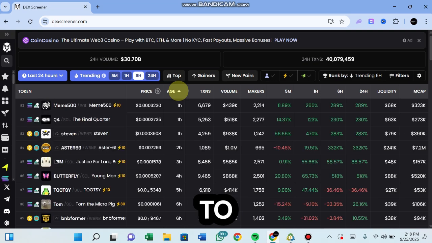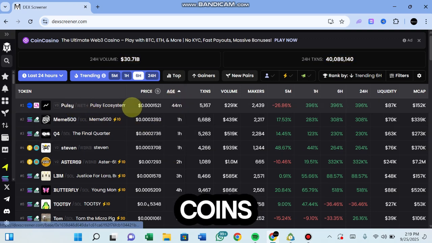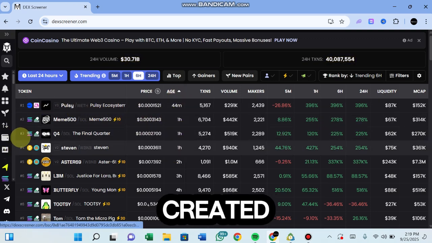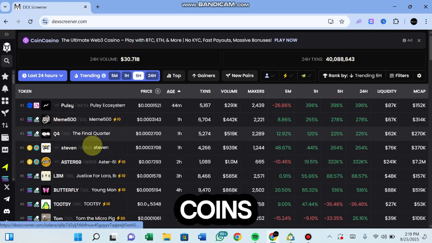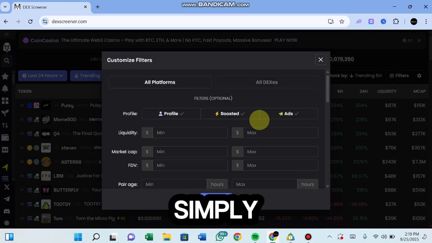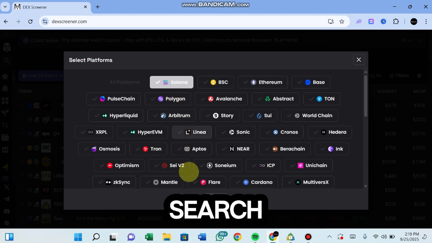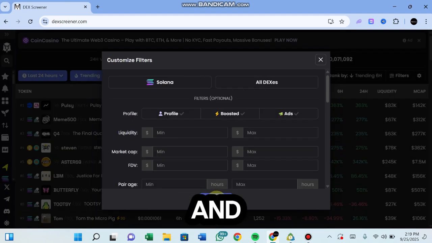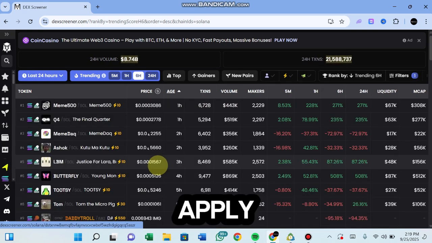I come to age and I start with age. This is going to give me coins that are recently created, as you can see. But you can also see most of these coins, not all of them, are on Solana, and I simply want those that are from Solana. So I'm going to click on Set, click on All Platforms, click on Solana, click on Save, and then click on Apply.